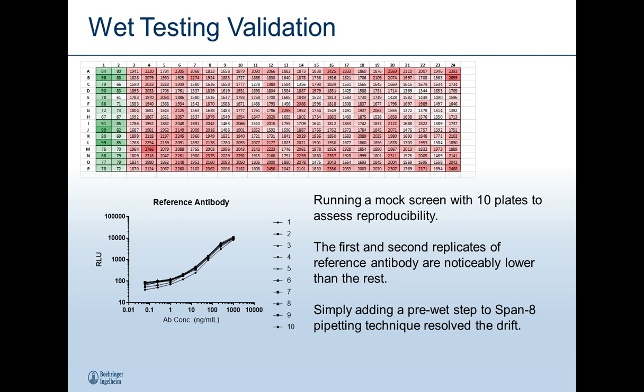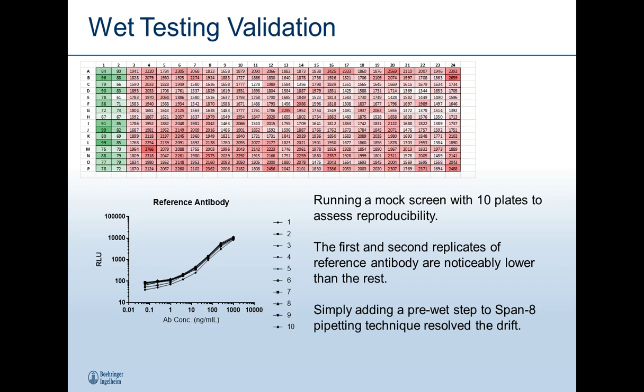The rest of the plate was a single concentration of a reference antibody. We also did this for the Span 8, which was going to be dispensing our reference antibody control curves on each of the screening plates. And when we did this, we noticed that the first and second replicate of the reference antibody curves came in noticeably lower than the rest of the replicates.